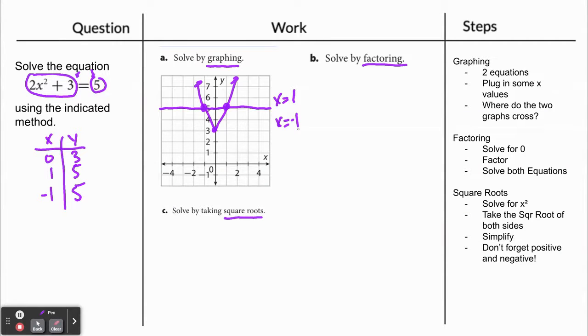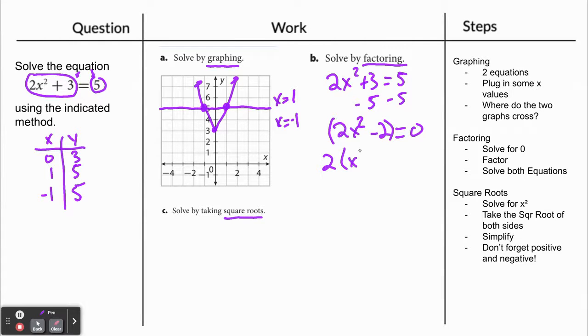So now to solve by factoring here, first thing I'm going to do is make it all equal to 0 by subtracting 5, which we get 2x squared minus 2 equals 0. So to factor, I'm actually going to take 2 out of each of these to get 2 times x squared minus 1 equals 0. And now I know we could factor this in a couple of different ways. I'll go ahead and use the x factor here.